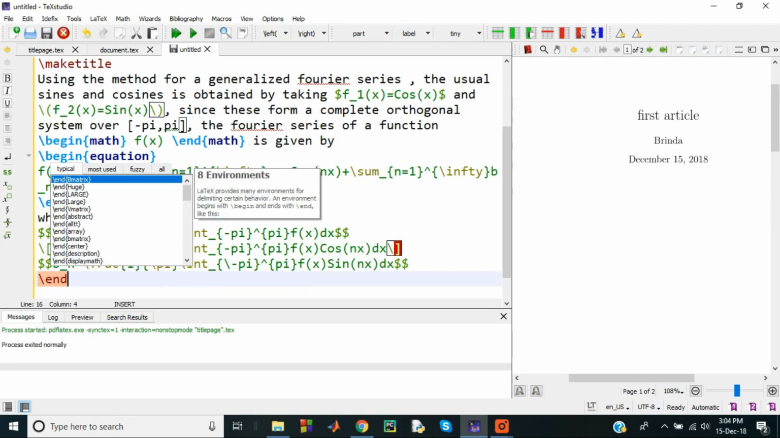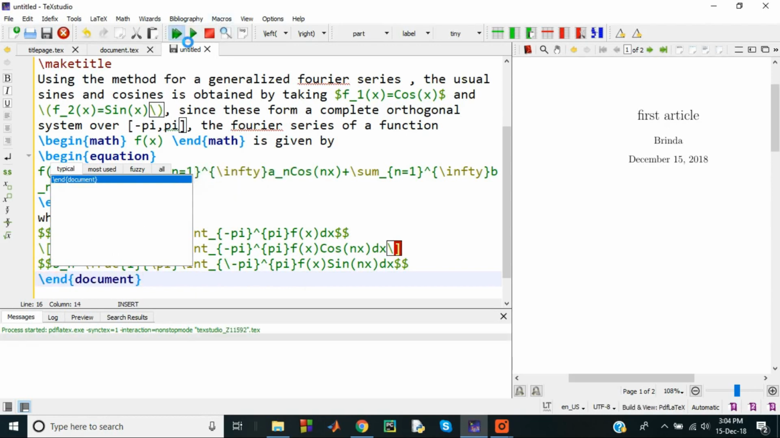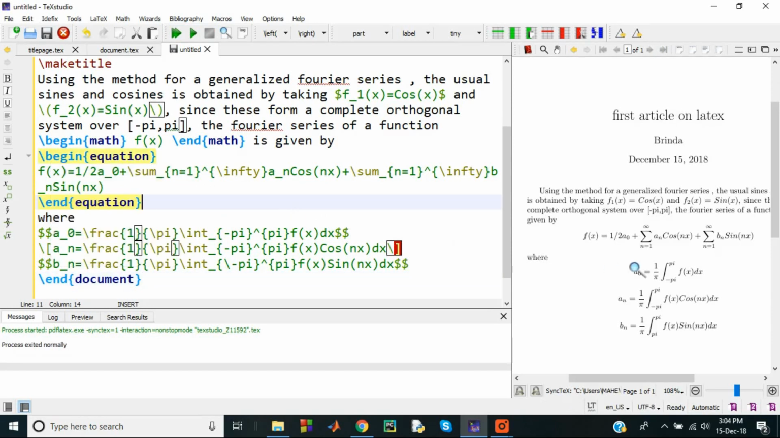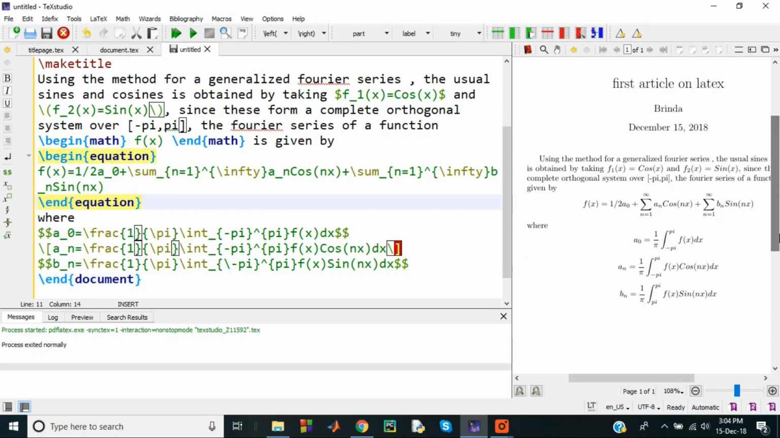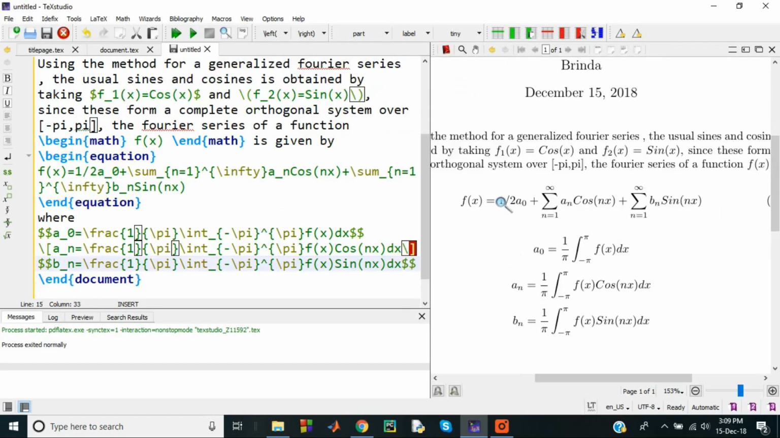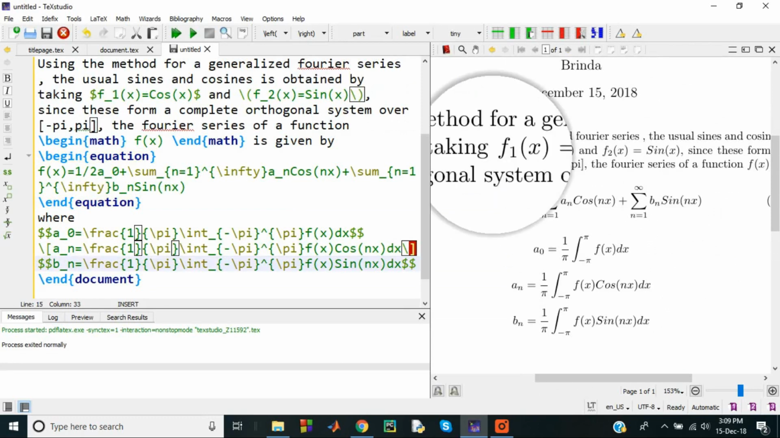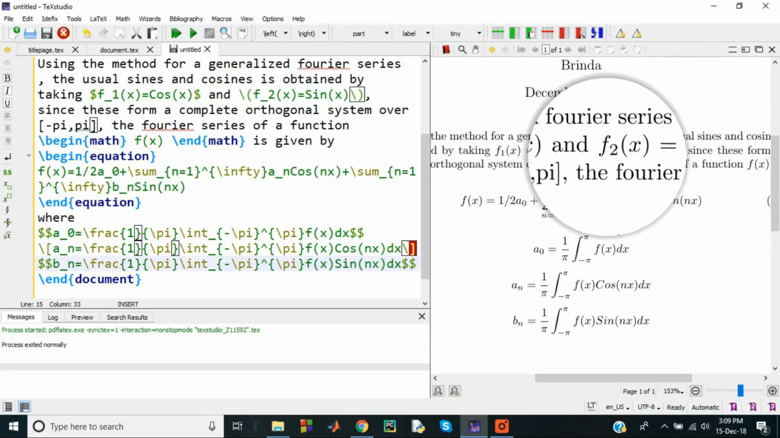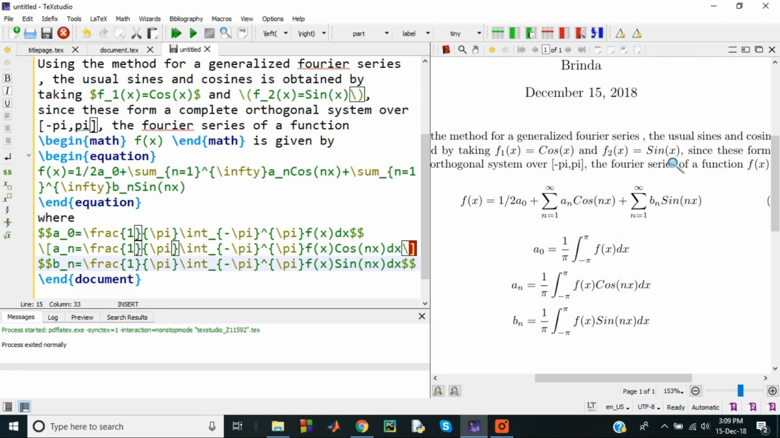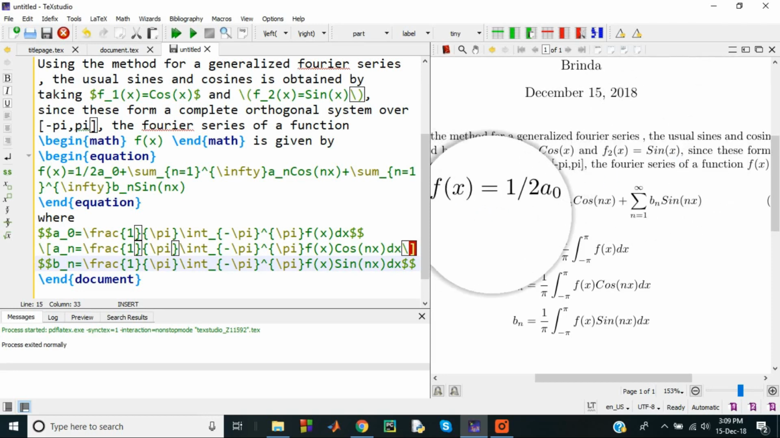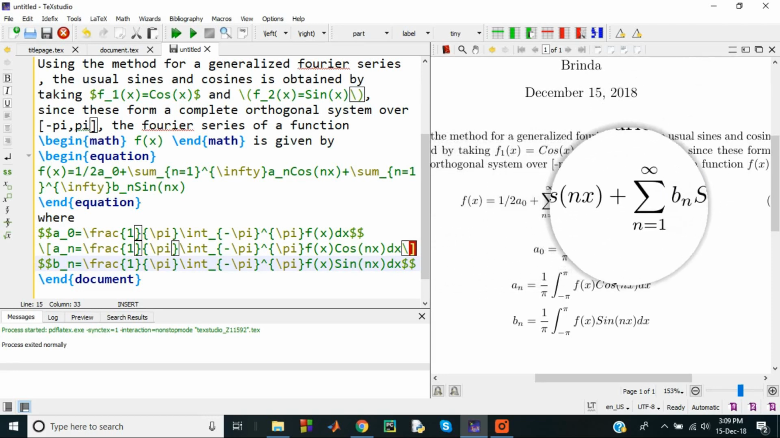Let's complete the document using end document and run. Here we see that these expressions are in line with the text, while these expressions are in display mode, that is, they have been displayed in the separate lines.